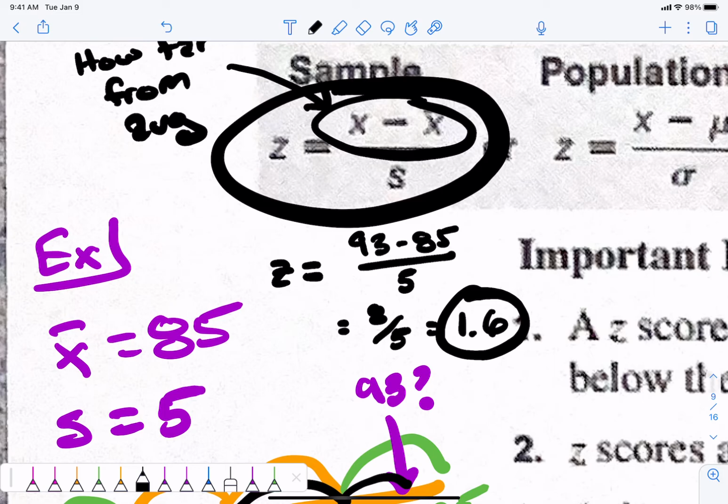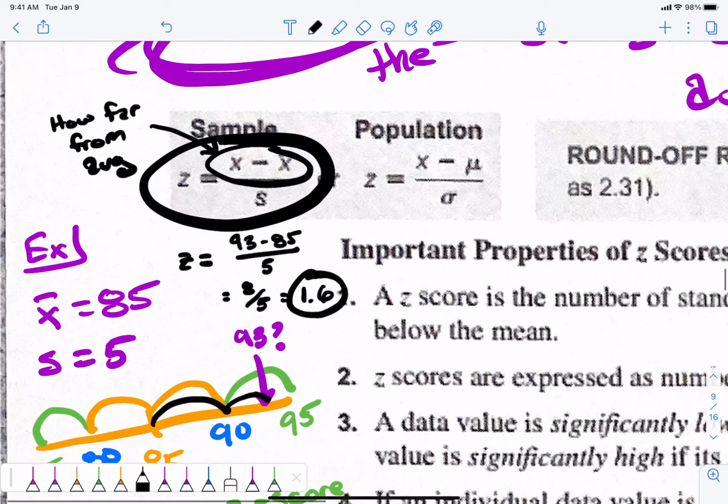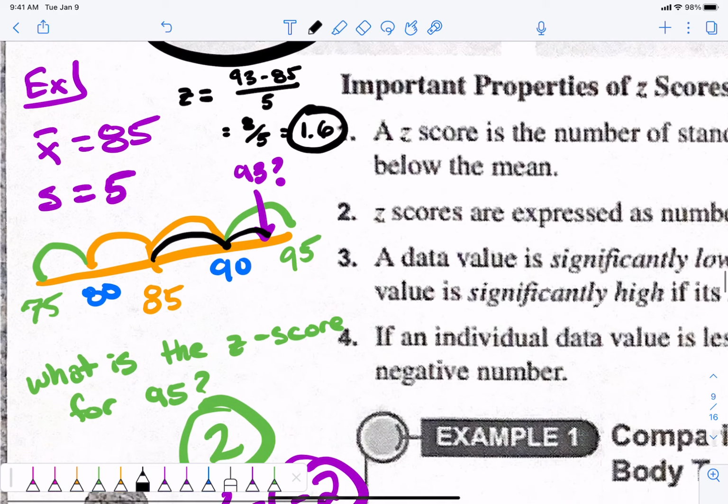What happens if you have a z-score of 0? Then you're on the average, right? Does that make sense? Z-score of 0, you are exactly on average, okay? Does this make sense?